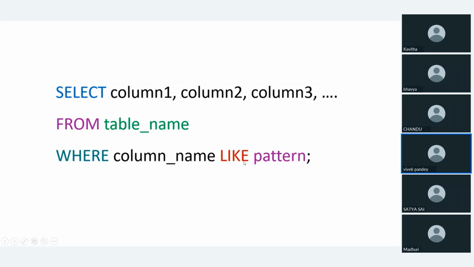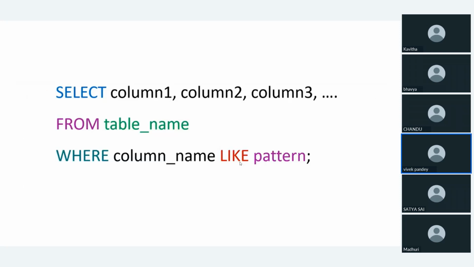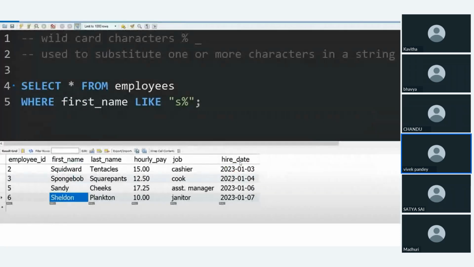Okay. So which pattern is it? It is for LIKE, and this is for NOT LIKE. Yes. So let's see one example of this part. Here, select star from employees. Employees is my table name, where first name like. What is the meaning of this first name? It should start with.